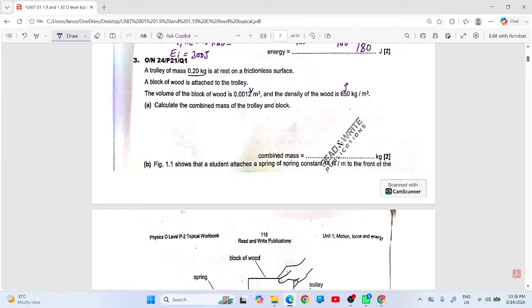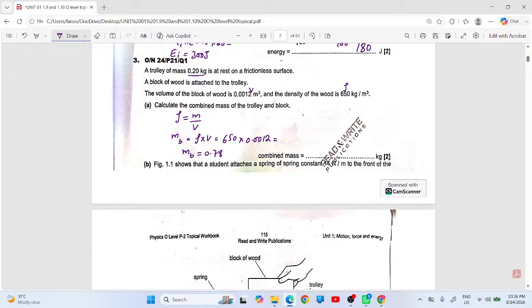Which formula will we use here? Mass of the trolley is given. 0.0012 multiplied by 650 became 0.78. Why? What do you mean why, sir? The density is mass over volume, so the mass of the block is equal to density times volume. Density is 650 multiplied by 0.0012, which is 0.78.